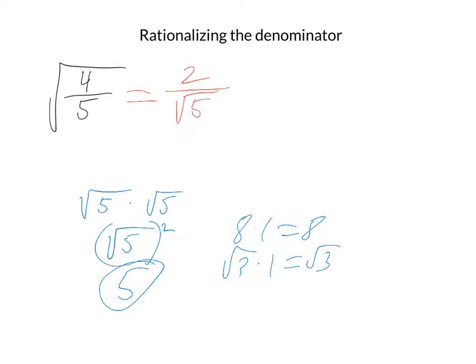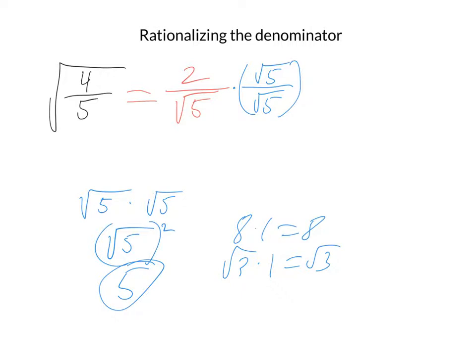You know that. So what I'm going to do is multiply this by 1, but in a very clever way. I'm going to multiply the top and bottom of the fraction by the square root of 5 over the square root of 5. This expression here is 1, because anything divided by itself is 1. So why did I do that?